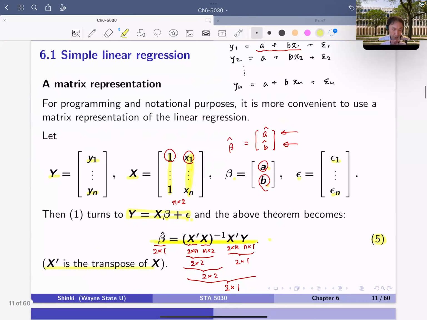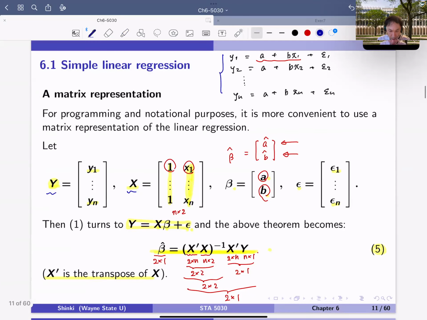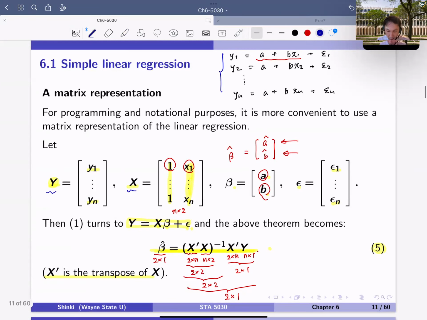And this is also another important slide. So we have the matrix representation of the linear model. If we have n observations, basically we have n different equations. So it's pretty natural to make a matrix representation. If you define y as a vector of y1 to yn, and define X as a matrix of a vector of ones and the vector of x1 to xn, and define beta as the vector of a and b, and epsilon as this, we can write the model as y is equal to X beta plus epsilon.